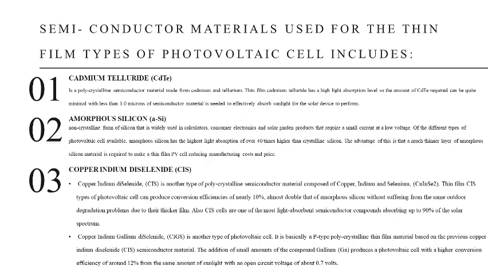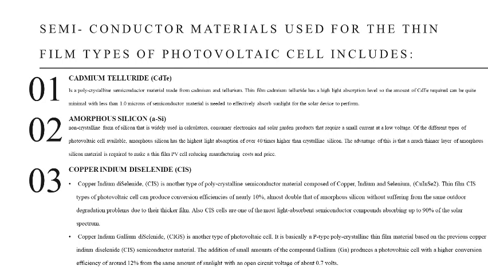First, cadmium telluride. CdTe is a polycrystalline semiconductor material made from cadmium and tellurium. Thin film cadmium telluride has a high light absorption level, so the amount of CdTe required can be quite minimal, with less than 1.0 microns of semiconductor material needed to effectively absorb sunlight for the solar device to perform.